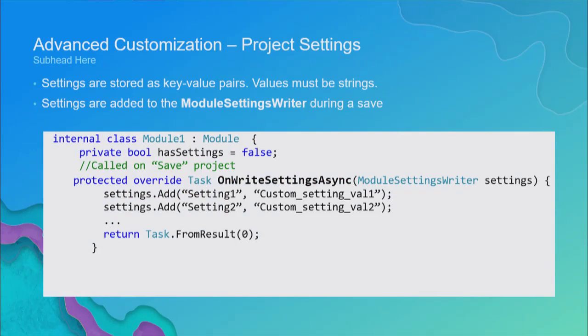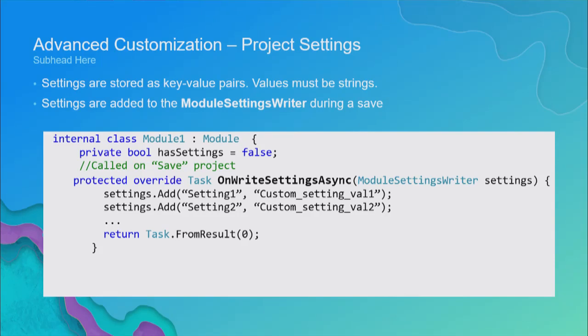So, OnWriteSettingsAsync first, you're passed a single parameter of type ModuleSettingsWriter. ModuleSettingsWriter has a dictionary semantic. It stores values as key value pairs. The keys must be unique. The values must be string. So if you have classes or other state that you wish to persist, you should make it serializable.